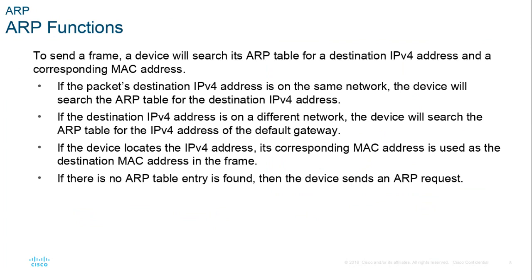So if a workstation like the first host machine, PCA, wants to send a frame, he's going to look in his ARP table for the destination IP address and the corresponding MAC address. If it's in the ARP cache, he'll go ahead and use it. But if it's not in the ARP cache, he needs to find it.